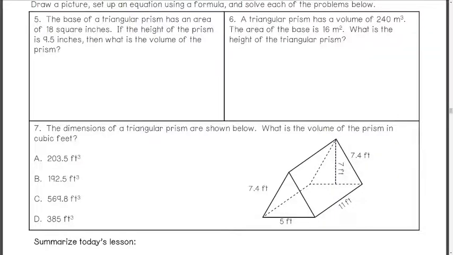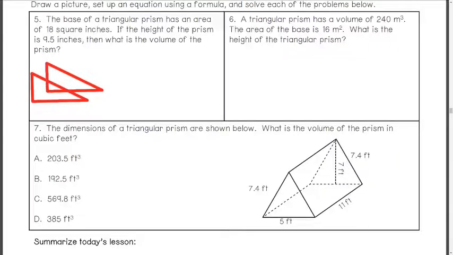If you've tried them on your own, the very first thing it says is to draw a picture, set up the equation, and solve for each problem. So with these ones, I go ahead and start by drawing my picture. I'm going to draw a triangle, and then to make this a prism, all I need to do is draw that same triangle but moved over a little bit.